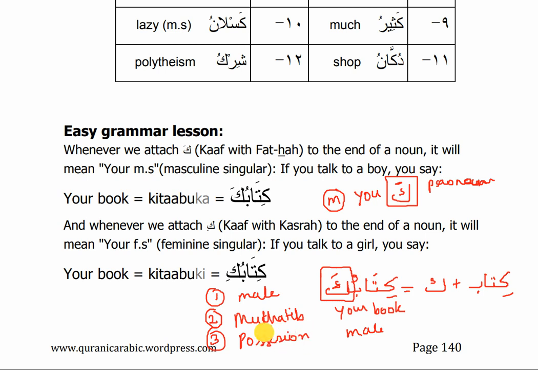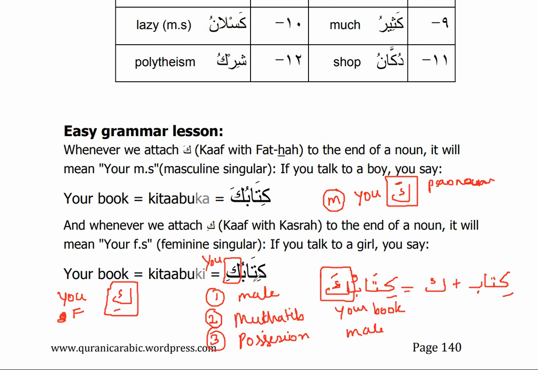Whose book is this? It's your book. So a lot of things this damir tells us, your book. And when you see kitabuki, the kaf with a kasra, this also means you, but this is for feminine. This is for feminine you, meaning that one single feminine person is in front of you. It shows that it's your book.